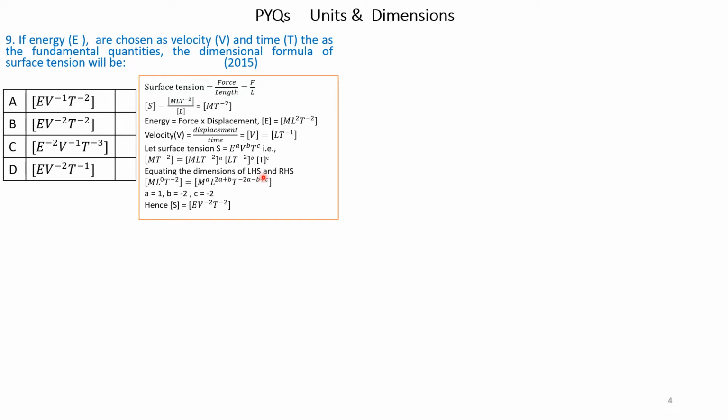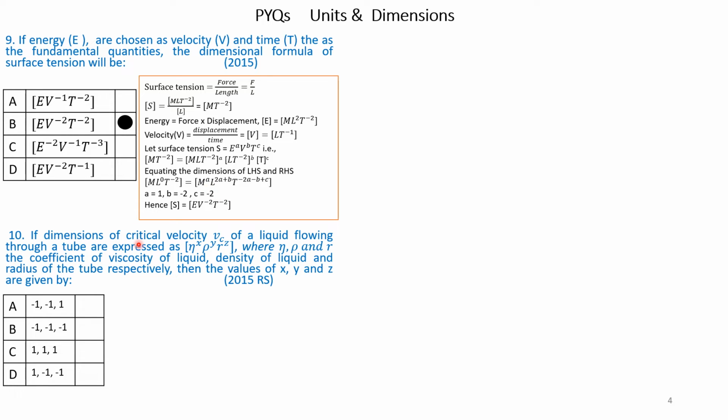Therefore, equating dimensions, we get A is equal to 1, B is equal to minus 2 and C is equal to minus 2. Hence, S is given by E, V to the power of minus 2, T to the power of minus 2. This formula is given in option B. Let us mark it.